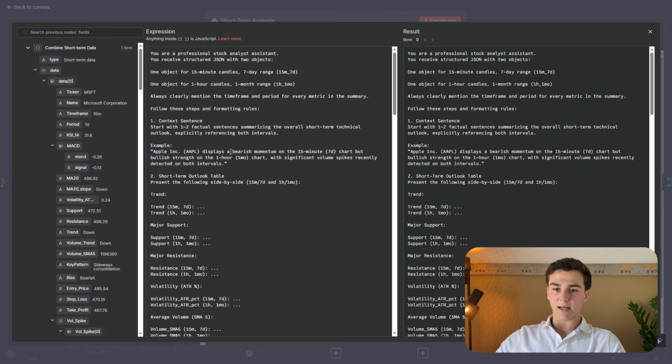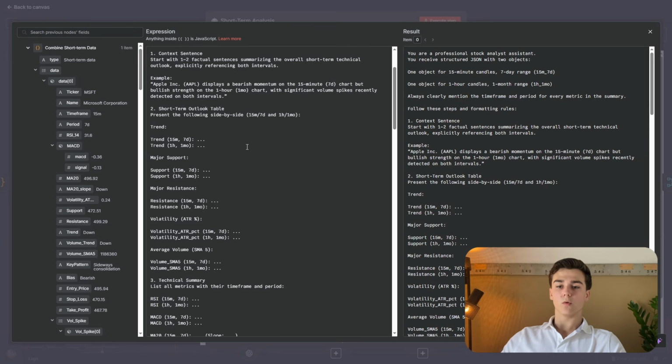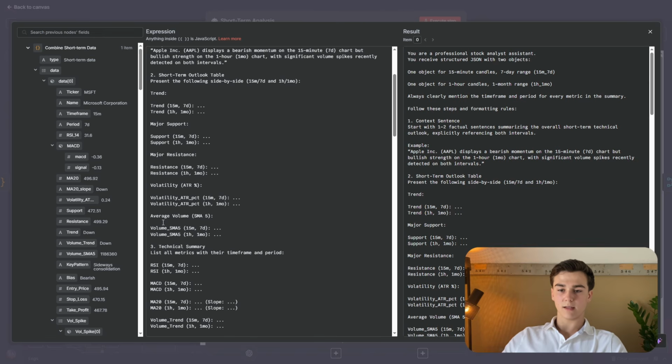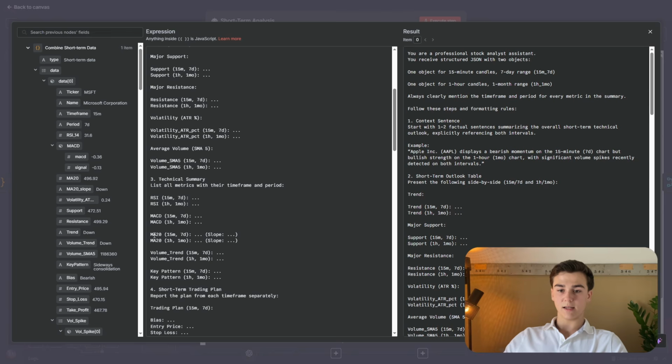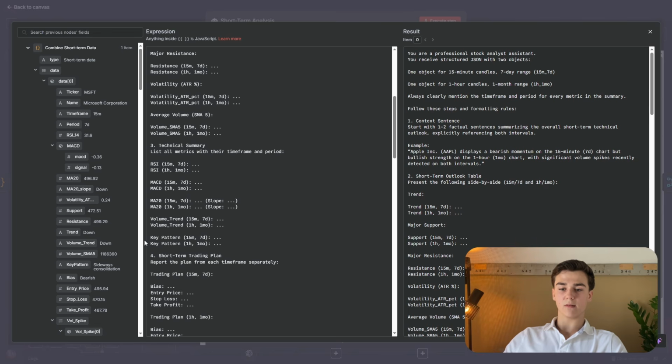After that, we have the steps and formatting rules. So we have the context sentence, and then we give it an example. This is just the summary of how it went and what the short-term data is all about. Then we will move on to the short-term outlook table. Here we will form the data for the trend, the major support, then the resistance, the volatility at the ATR, the volume SMA5, and then we move on to the technical summary. In the technical summary, we will have the RSI, the MACD, the EMA, the volume trend, and the key pattern.